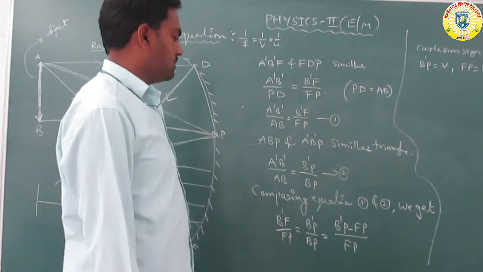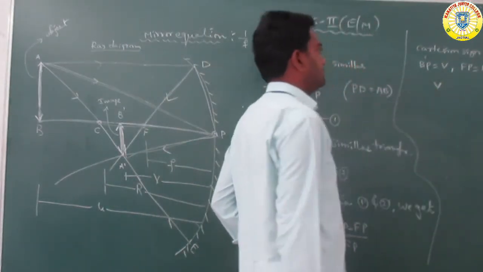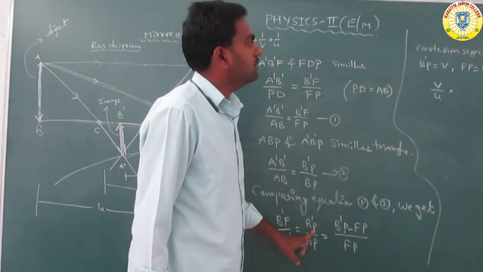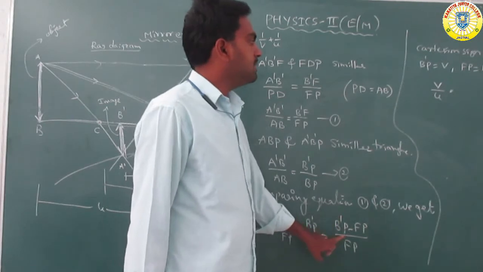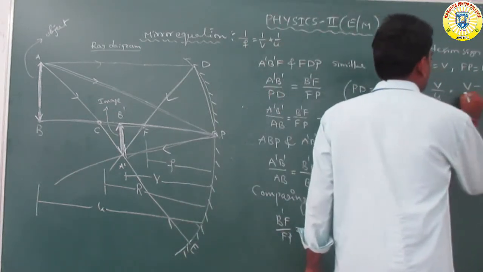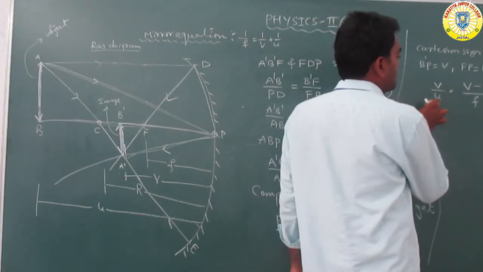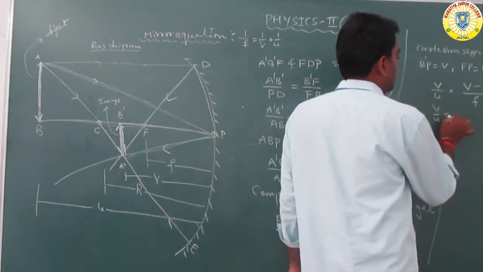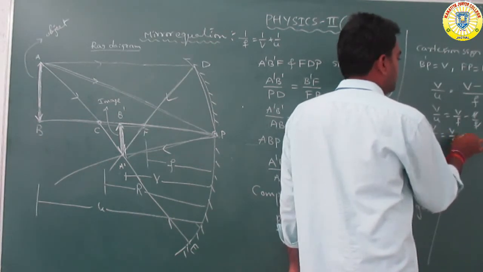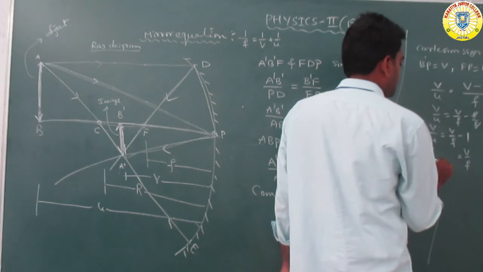Now substituting in the equation, B dash P by BP: B dash P is V, BP is U, so V by U is equal to V minus FP by FP, where FP is F. So V by U is equal to V by F minus F by F, which cancels, so V by U is equal to V by F minus 1. So V by F is equal to V by U plus 1.